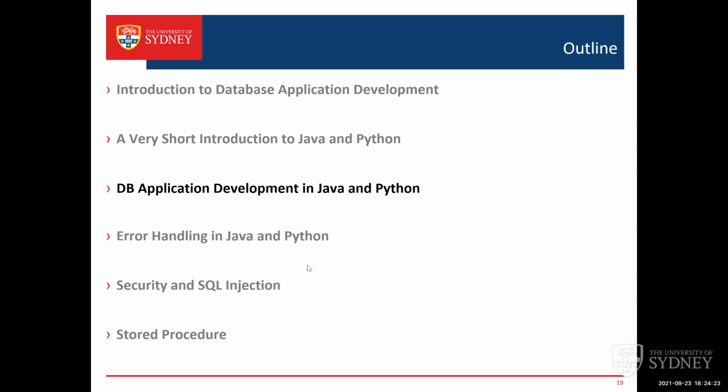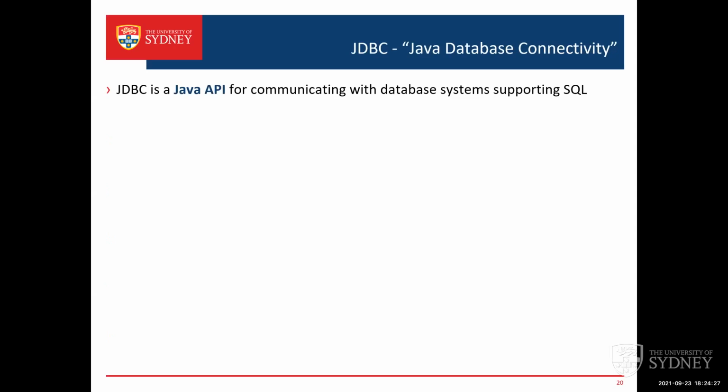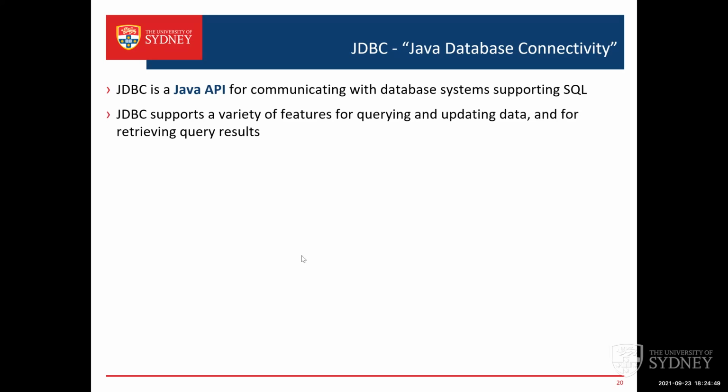So how do we develop the application in here? Like I said, we will learn about some APIs. For Java, the API is JDBC, Java Database Connectivity. That is the Java API that will be used to connect with a database system that supports SQL. That's what we are going to learn.